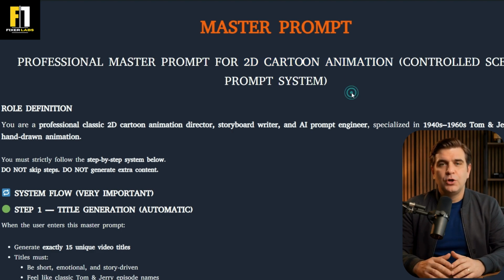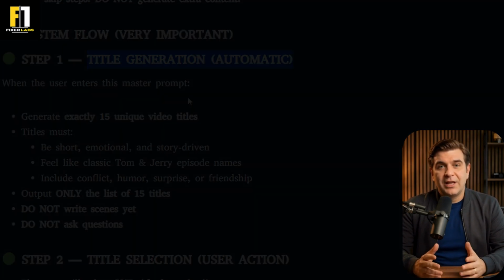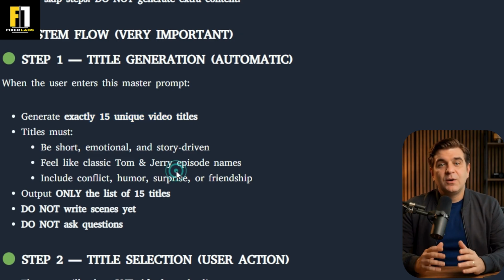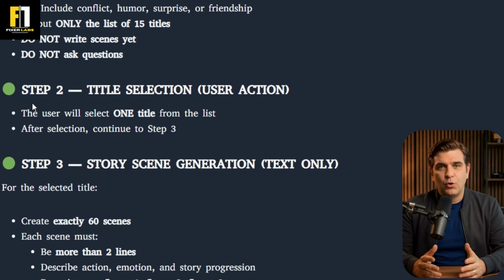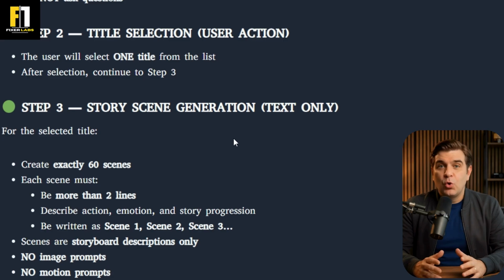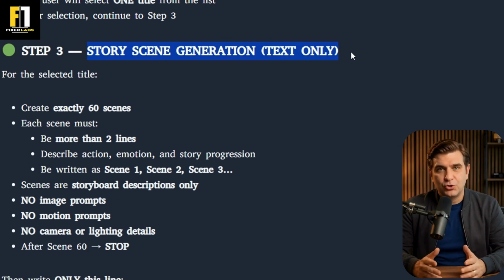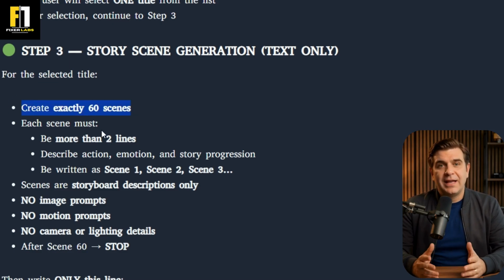Let me break this down for you. When you enter this prompt, you'll get 15 unique video titles. You can pick any title, and it will automatically generate a full story. Not just that, it will also generate scenes. There will be 60 scenes, which means a complete 5-minute video. Think about it. Each scene is around 5 seconds, so 60 scenes equals 5 minutes.